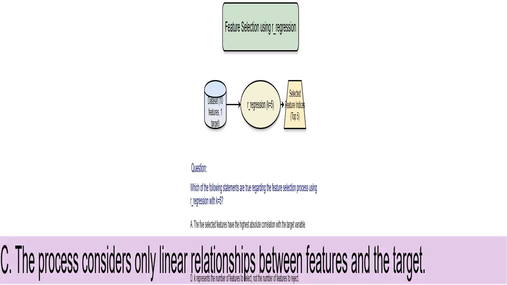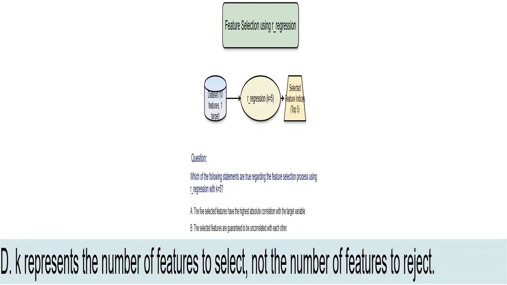This statement says that the algorithm only looks at straightforward, linear relationships and it ignores any complicated, nonlinear relationships between features and the target. This statement clarifies what the k value means. It represents the number of features I want to keep, not the number to throw away.